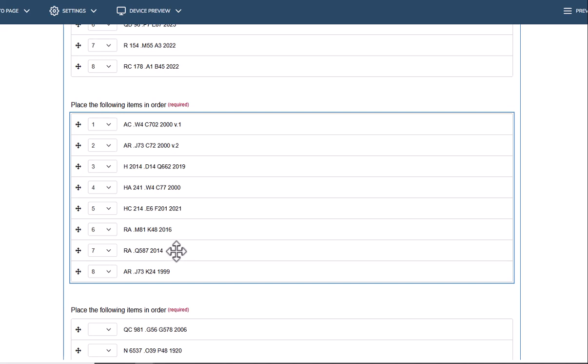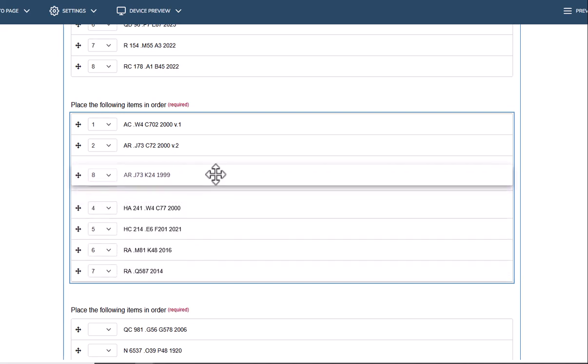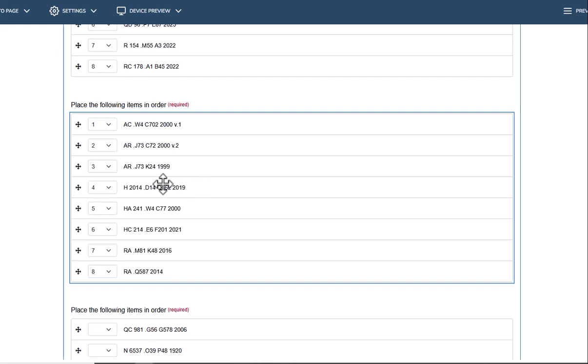Now we have this RA, and we have finally AR. Which comes first? Well, AR comes before RA. It's earlier in the alphabet than everything except just perhaps this first AR. So now we have AR or AR. We have point J73 or point J73. We're all the same so far. We have C or K. C comes first, then K. We're going to leave it like that.